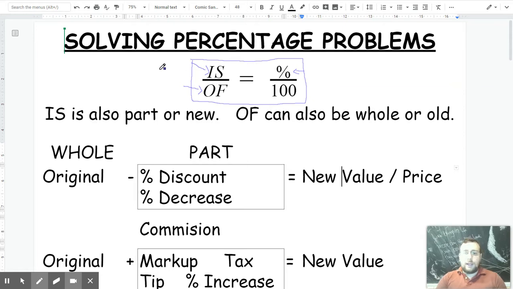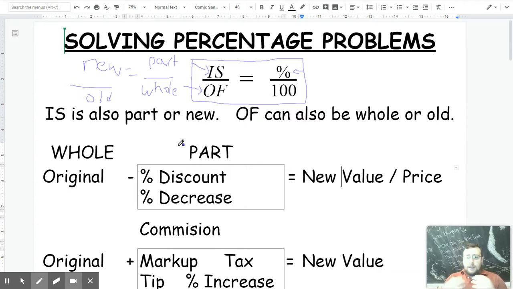So what that's trying to say is that where you see is, that could also mean part. And where you see of, it could also mean whole. So the setup could be more of a part out of a whole. And a lot of percentage problems make more sense in that way than thinking of it in terms of is and of. Likewise, in some percentage problems, it makes sense to think of it as comparing a new value, which should go on top, to an old value that should go on the bottom. So it's either new compared to old, part compared to whole, or is compared to of, right? So that's kind of like what you have to remember.